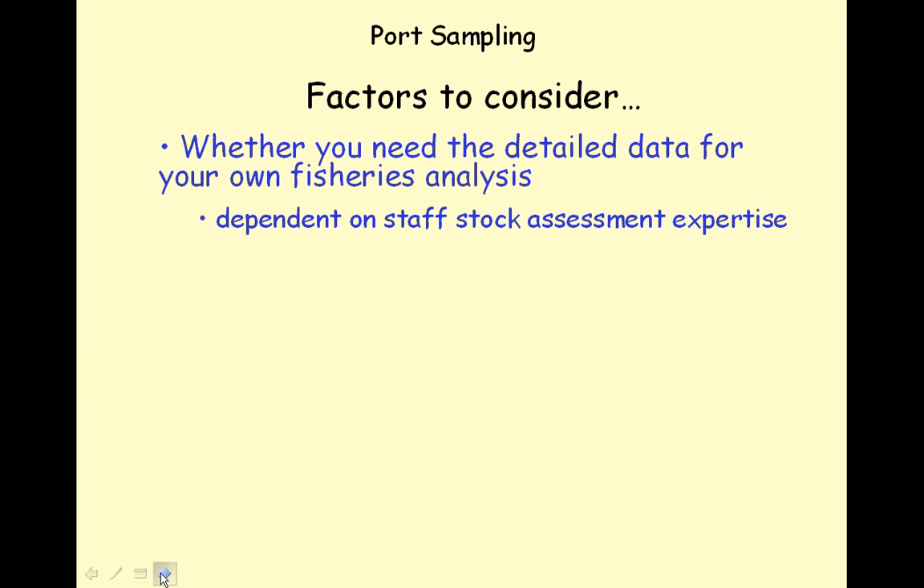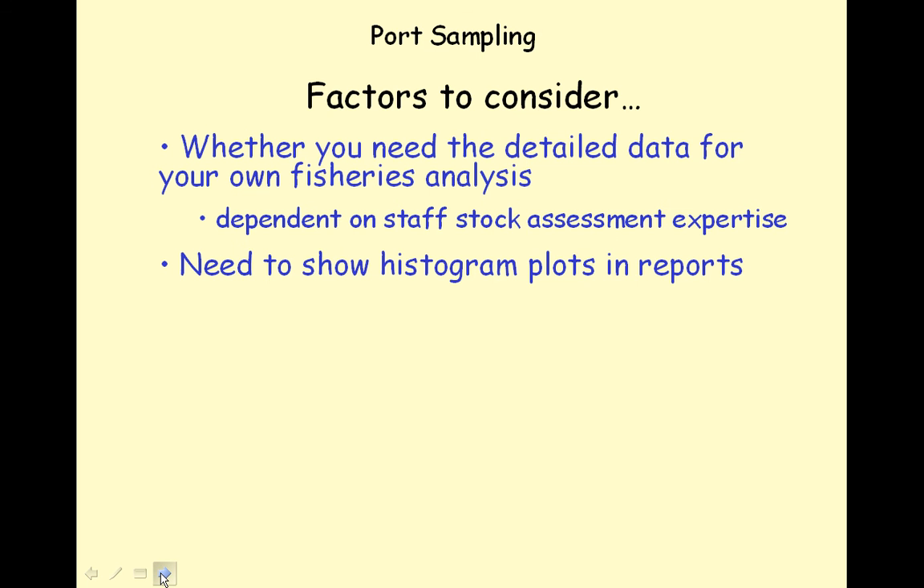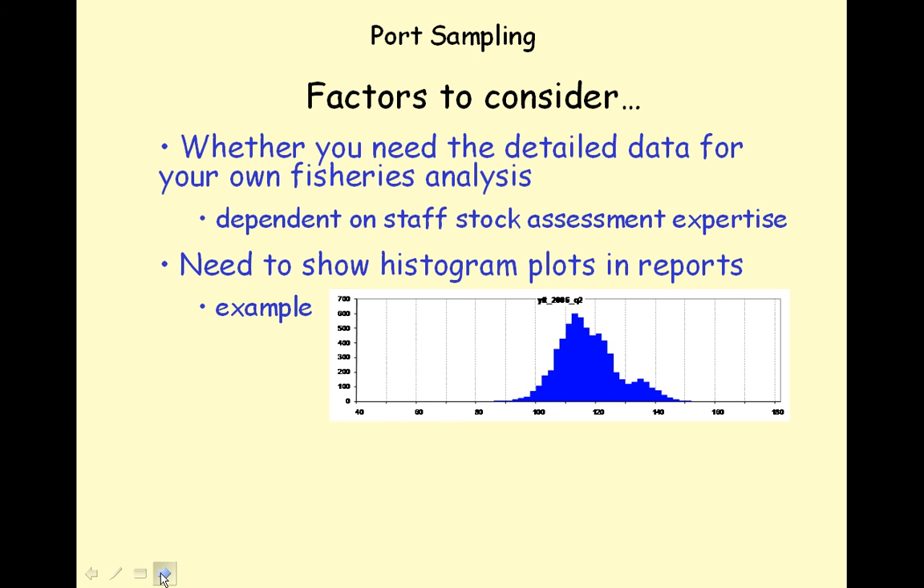The most important decision is whether you need to enter detailed data for your own fisheries analysis. Some countries want to do some basic analyses on the size data, for example, length and weight of individual fish. This will depend on the level of expertise your fisheries staff have in stock assessment. The decision may also be influenced by the need to show histogram plots in fisheries reports and so on. Here is an example of the type of length frequency histogram that can be generated if the detailed data are entered.